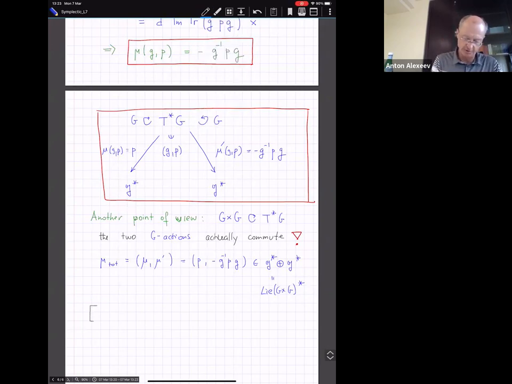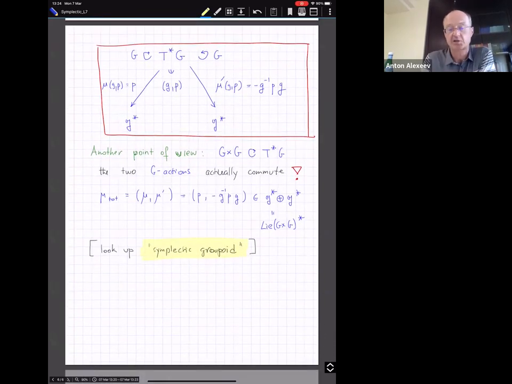So this is also a particular case of something you can look up on the internet. Look up the words symplectic groupoid. This notion is still a big topic in research, and this example is the easiest case of a symplectic groupoid, and basically an example from which those people doing research on that topic are still taking inspiration.